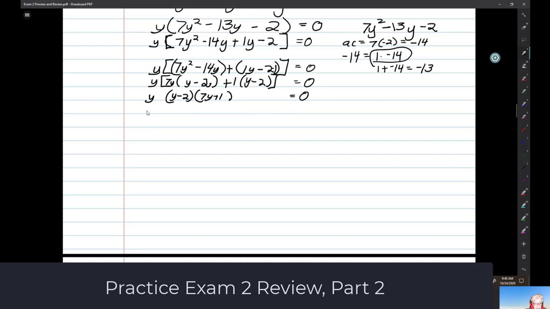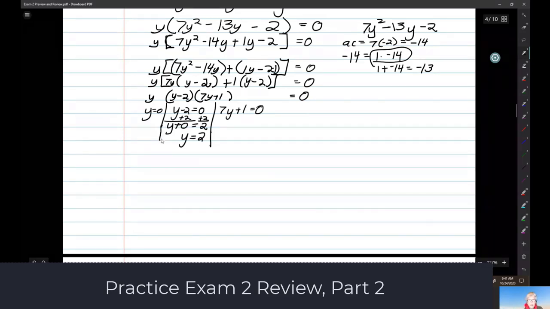So now I'll take each factor and set it equal to zero. I'll add two to both sides here. Negative 2 plus 2 is 0, so I'll have y plus 0 equals 2. And y plus 0 is just y, so I will have y equals 2. Meanwhile, over here, y equals 0. I mean, it's already solved automatically. Over here, I'm going to have to go to more trouble.